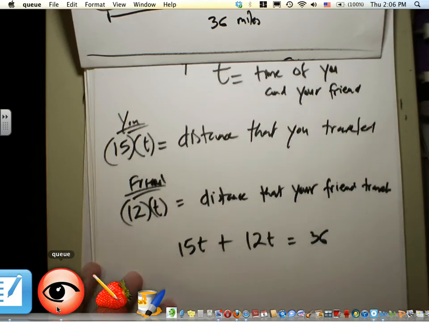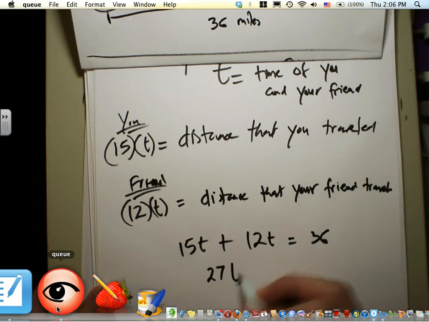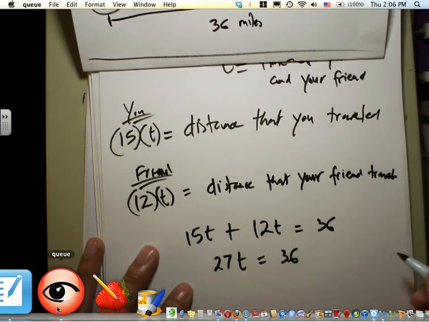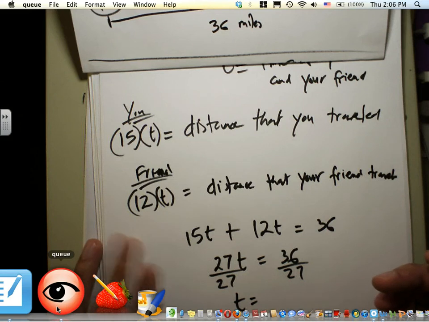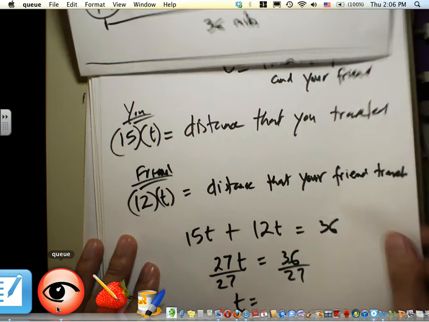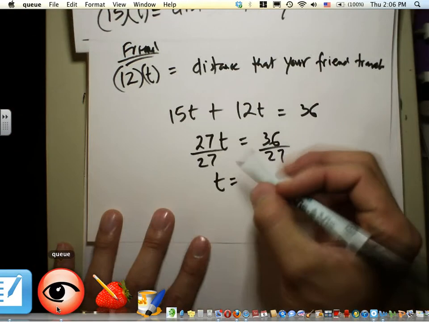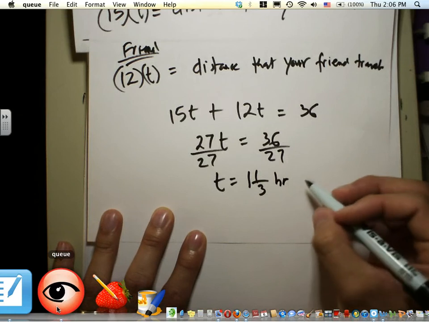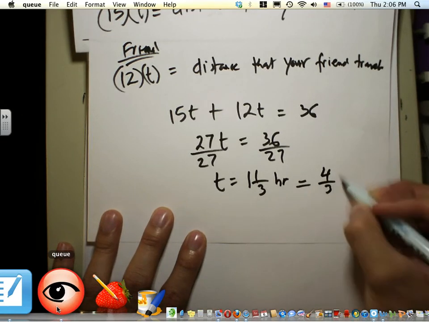So can we do anything with the 15t and 12t? Okay, what is that going to get you? 27t. How do I solve for t? Divide by 27. What is t then? 36 over 27 will give you what? Don't give me a decimal, please. Fraction. I need fraction. What's that going to get you? 1 and 1/3. Very good. 1 and 1/3 of an hour. Or you can also convert this back to improper, which makes it 4/3 of an hour, right?